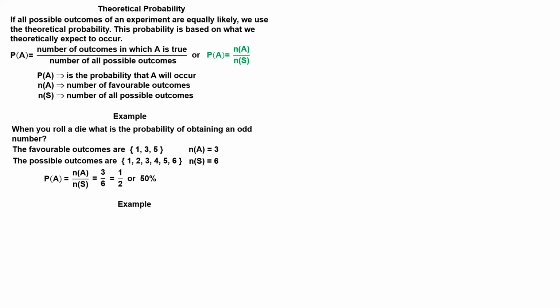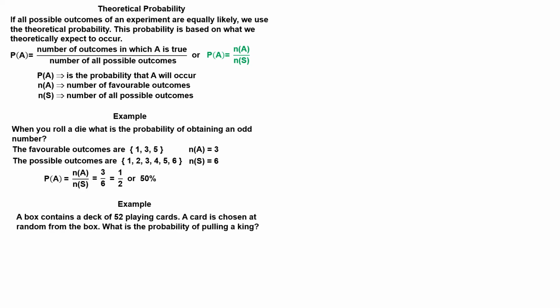Example: a box contains a deck of 52 playing cards. A card is chosen at random from the box. What is the probability of pulling a king? In a standard deck, there are 52 cards. There are 4 suits: clubs, spades, diamonds, and hearts. The favorable outcomes are king of spades, king of clubs, king of diamonds, and king of hearts. The number of favorable outcomes is 4.